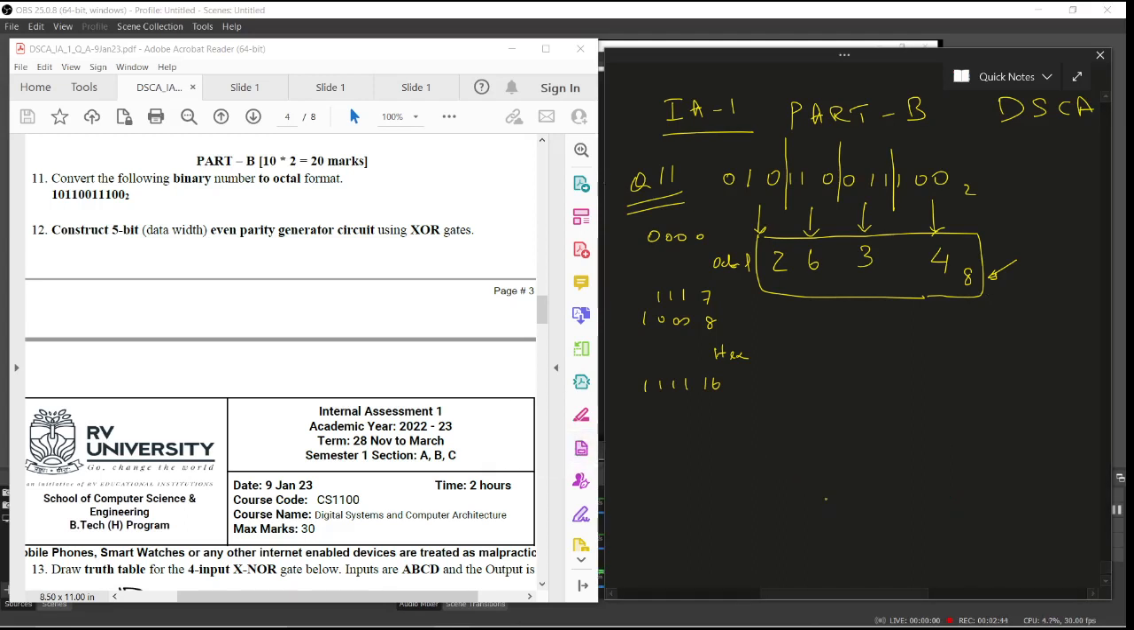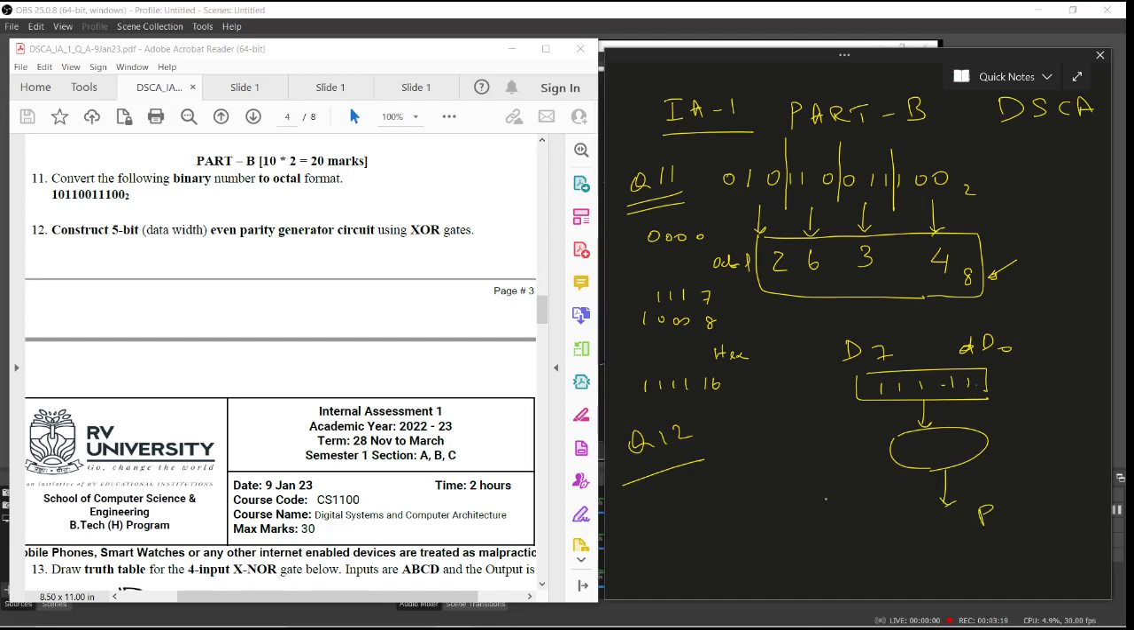Now let us look at question number 12. Construct a 5-bit even parity generator. I have already explained, as part of the part A explanation, what parity, odd or even, is. Now we are looking at the even parity generator. That means we are going to feed the data, whatever data we have, let me call it D0 to some D7, to a parity generator. I'm not saying that everything is 1, but some bit pattern. The parity generator is supposed to generate the parity bit.